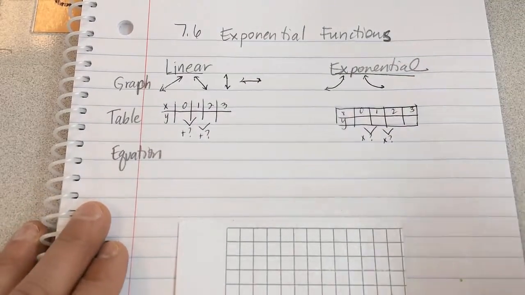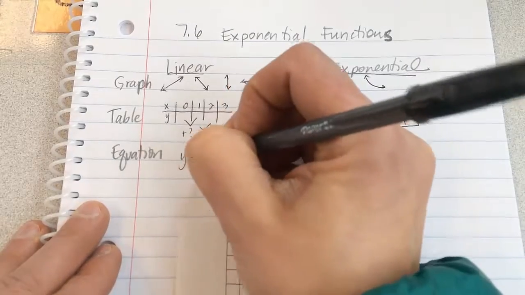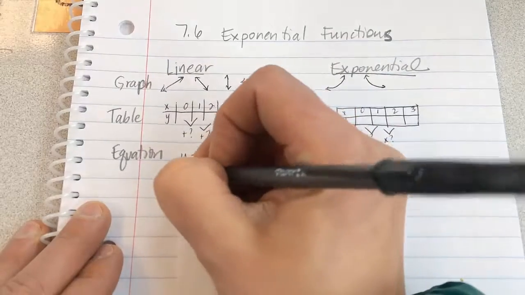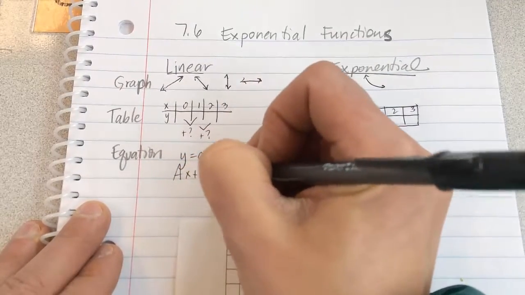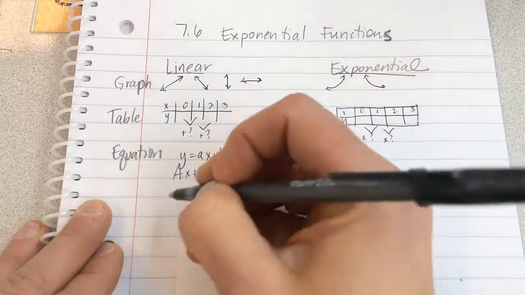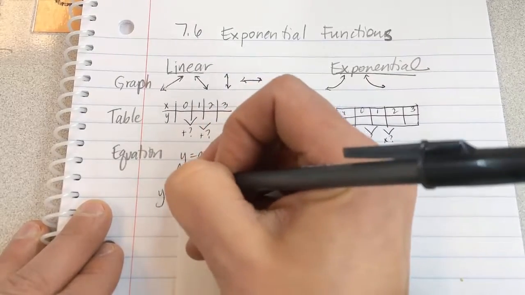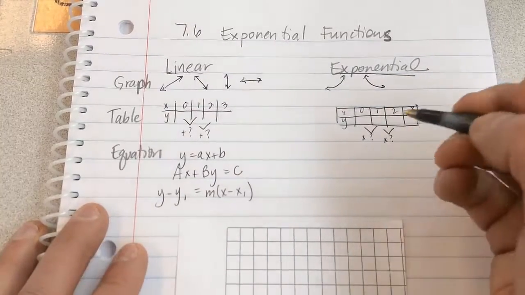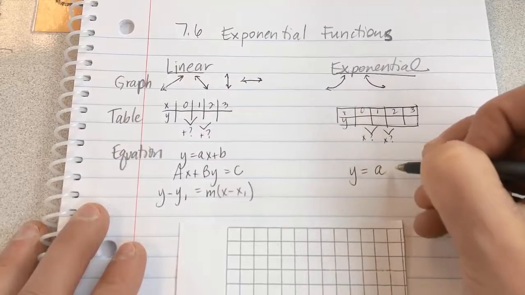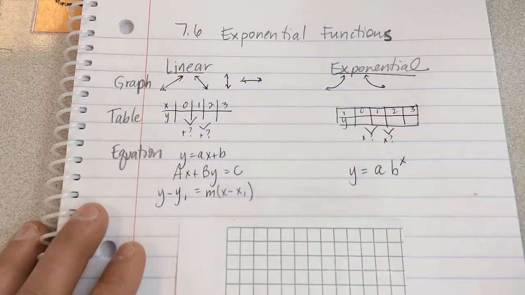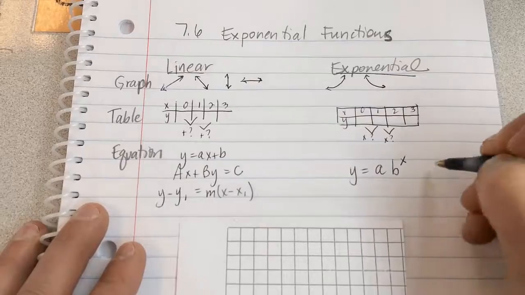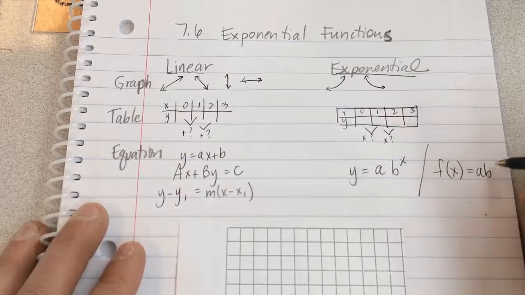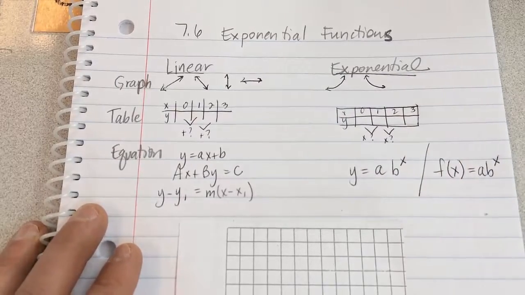Okay, and then our equations, so we wrote linear equations in lots of ways. y equals ax plus b, or mx plus b. We wrote ax plus by equals c, standard form. We wrote point slope form, sorry. And there are other ways to write linear equations. For exponential, they look like y equals a b to the power of x. Okay, or you can write it in function notation, which would look like f of x equals ab to the power of x. We're going to do an example with function notation.